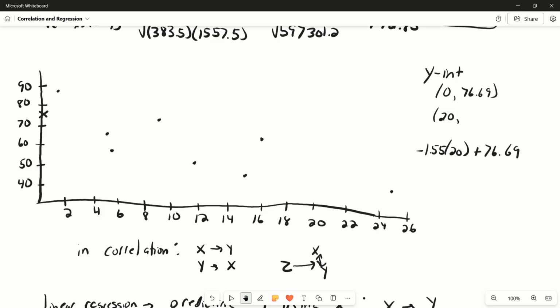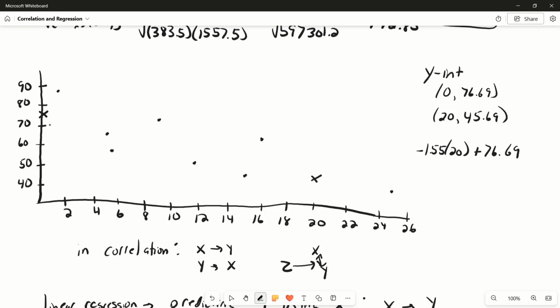So I'm going to plug that into my calculator here. Negative 1.55 times 20 plus 76.69. And I'm going to get 45.69. I'm going to plot that: 20 and then 45.69, which is going to be between 40 and 50. It's going to be here on the right, an X.